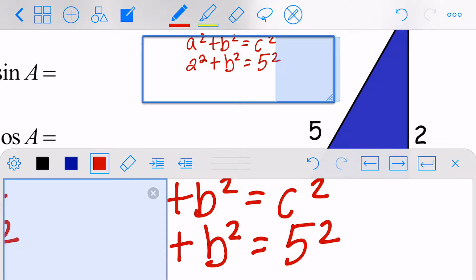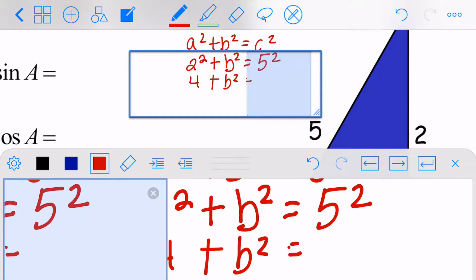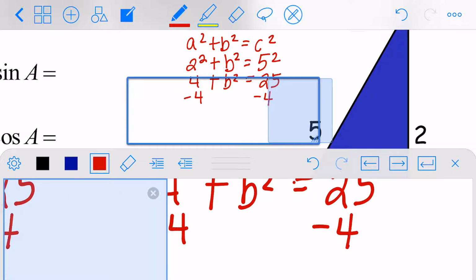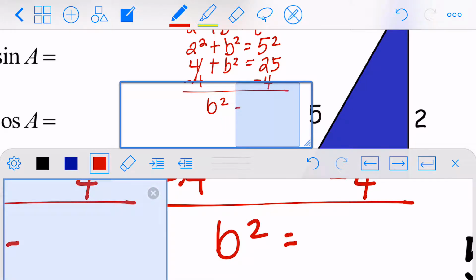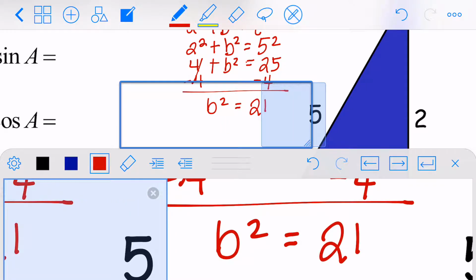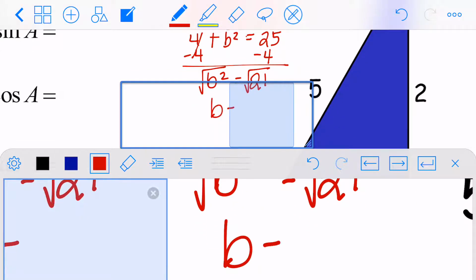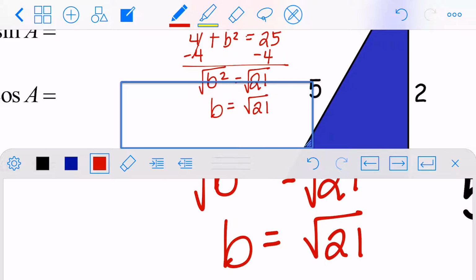So remember, it's leg squared plus leg squared equals hypotenuse squared. So we have 4 plus b squared equals 25 squared. Then we must subtract the 4 over to the other side. These 4's cancel. So b squared is equal to 25 minus 4, which is 21. Square root both sides, so we can just get b. So b is equal to the square root of 21. If there were any perfect squares in there, we would want to simplify it even more, but we can't.